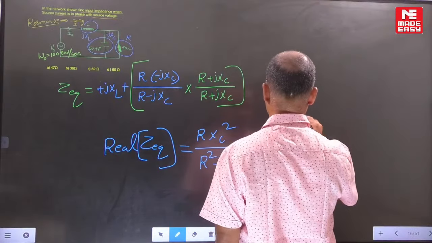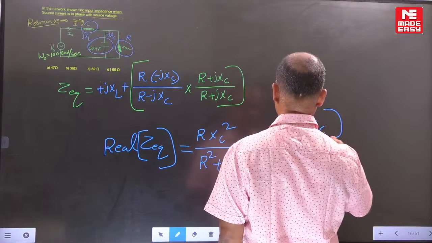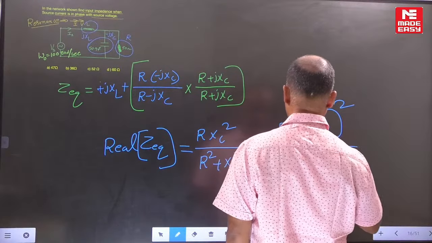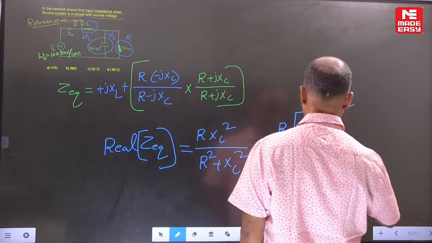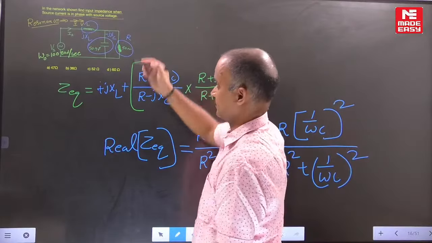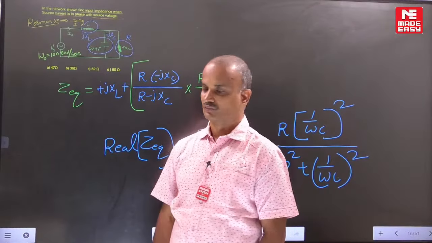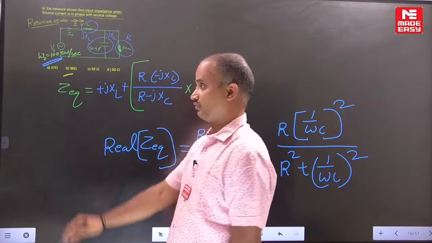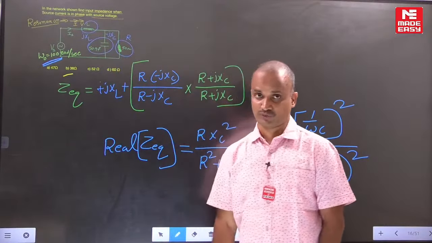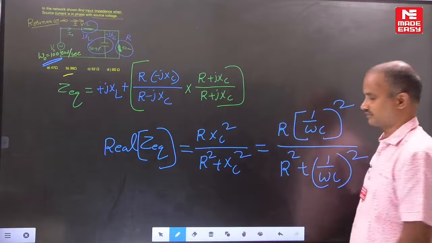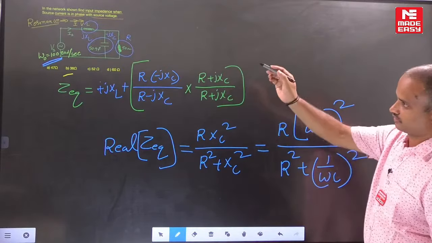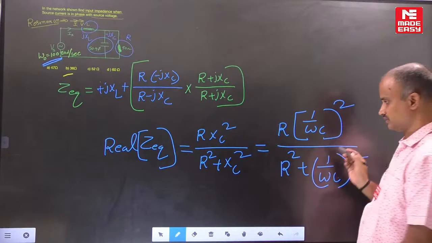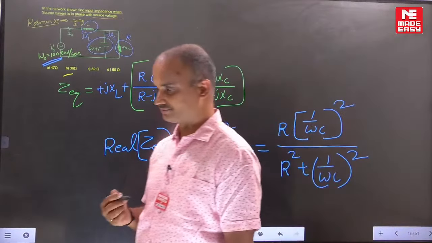Now, XC we can write as 1 by omega C. I have given all the hints. But what is the resistance value here? 50 ohms. In the data itself it is given: omega equal to 100, and the capacitor value equal to 50 microfarad. Can you substitute all the values? R equal to 50 ohms, omega equal to 100, capacitor is 50 microfarad. Substitute all the respective values and you will get the answer.